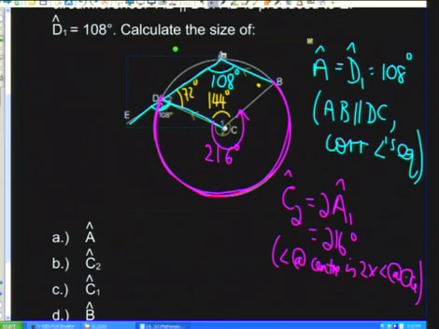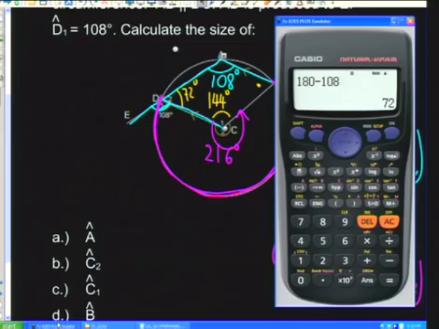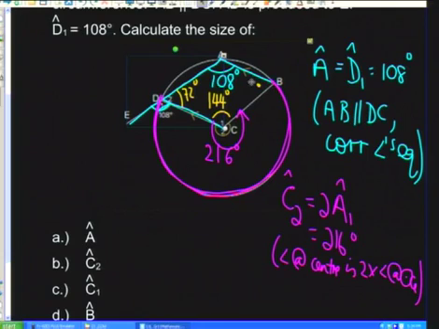And then this last one, we could now actually say that in a quadrilateral, they all add up to 360. So we're going to take away 108. We're going to take away 144. We're going to take away 72. And in the end, we're left with 36. So this angle over here would be 36 because of my quad.